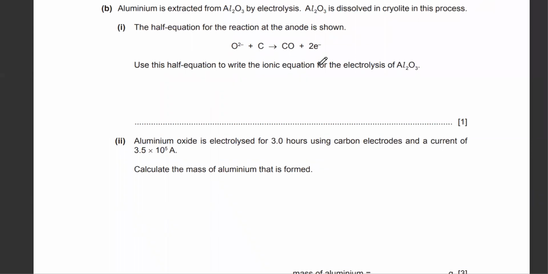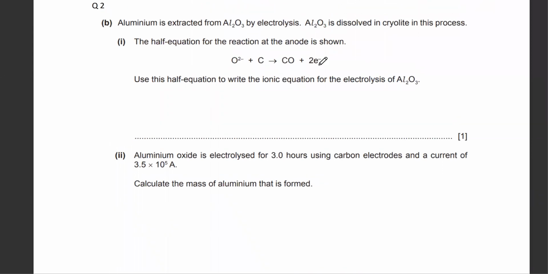So now this one, he's saying aluminum is extracted by electrolysis. And the half equation for the reaction at the anode is shown. So this is what's happening at the anode. Use this equation to write the ionic equation for the electrolysis of Al2O3.